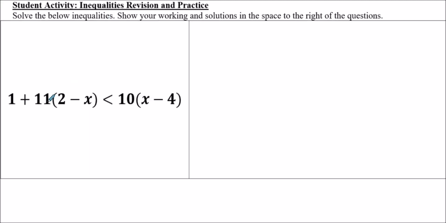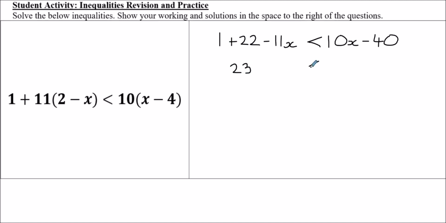This one, again, some brackets to expand. So first of all, expand them. 1 plus 11 times 2, that's 22. 11 multiplied by minus x gives us minus 11x. That has to be less than 10 times x is 10x. 10 times minus 4 is minus 40. Next we can add 11x to both sides and simplify this bit. So 1 plus 22, that is obviously 23. On the other side, add 11x to both sides. We get 21x minus 40 on the right.